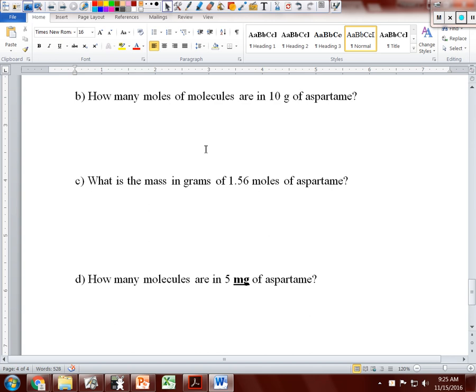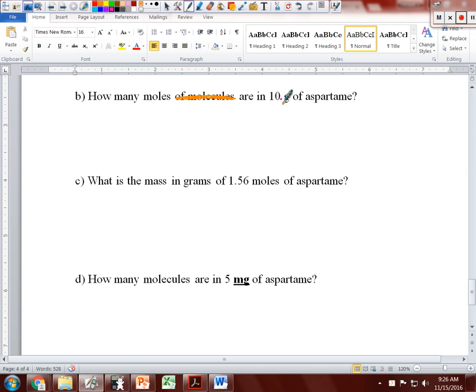All right, so question B says, how many moles? This is a bad way to say this. Scratch this part right here off. How many moles are in 10 grams of aspartame? So what are we starting with, and what are we trying to get to? Try again. We're trying to go from grams to moles.